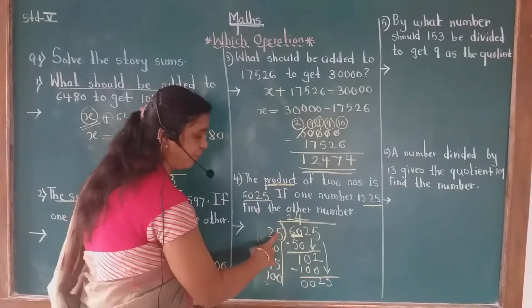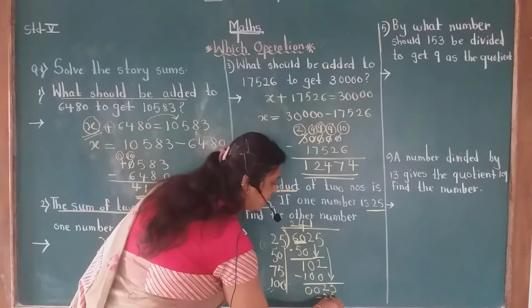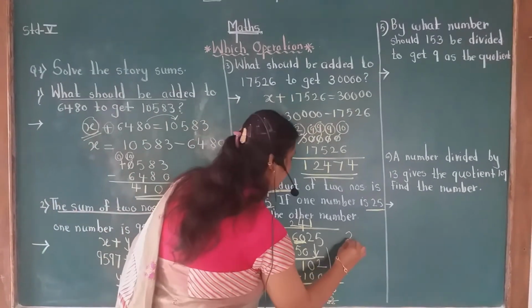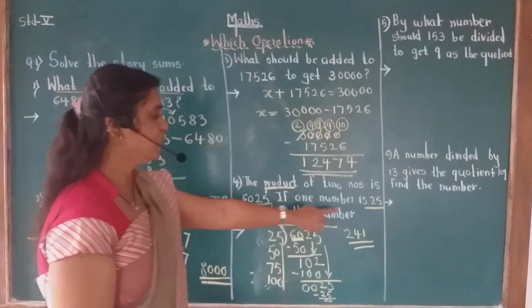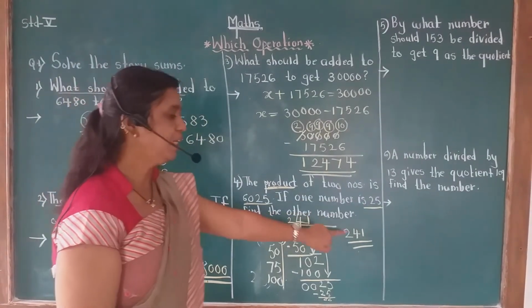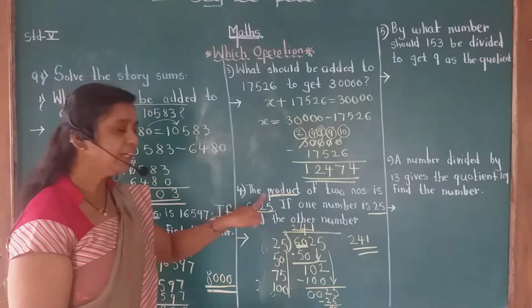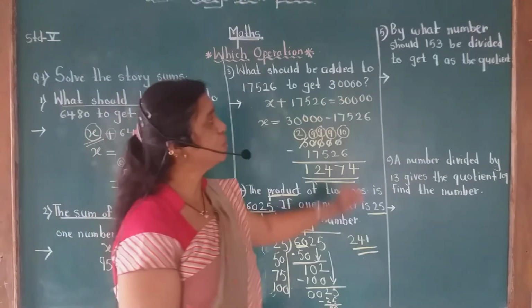Then in the table of 25, 25 is present at one number. So 25 minus 25 is equal to 0. So what is your answer? 241. So if one number is 25, your other number is 241, so that the product is 6025. Understood? Now let us see the fifth question.